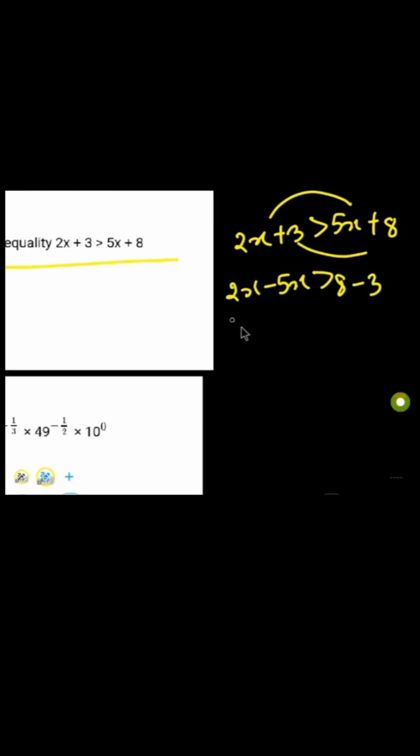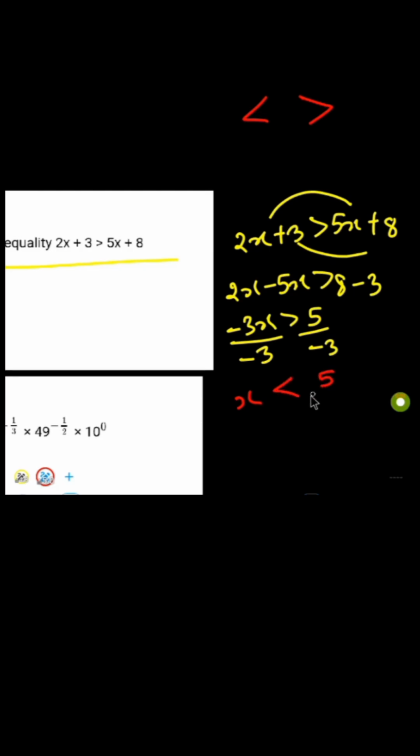So if you solve this, 2x minus 5x will give you minus 3x. Then greater than 8 minus 3 will give you 5. So you have to divide by minus 3. So remember that when you are dividing an inequality, if you are dividing by a negative number, the inequality sign will reverse, to face the other direction. If it were like this, it turns to like this. So this will give me x on this side, then this one will change to less than.